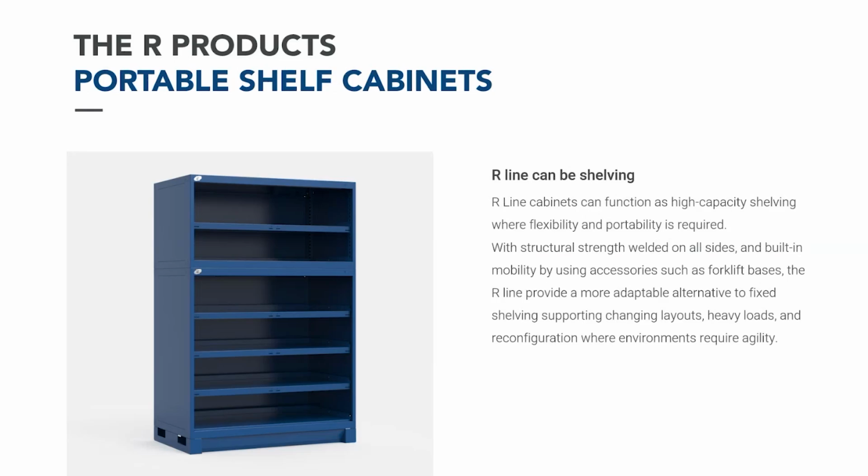Often not thought about, R can be simple shelving. It really, truly can. The R cabinets can be a very high capacity shelving system, allowing thousands of pounds of storage. And it's great where flexibility and portability is required. It's structural, it's welded on all sides, and it's built to attach things like forklift bases. So you could simply take a forklift, pick it up, and move it somewhere. That can, if needed, provide a more adaptable alternative to, say, fixed shelving or a fixed system, making it so that the layout can change, but the heavy loads don't have to be unloaded to do that.